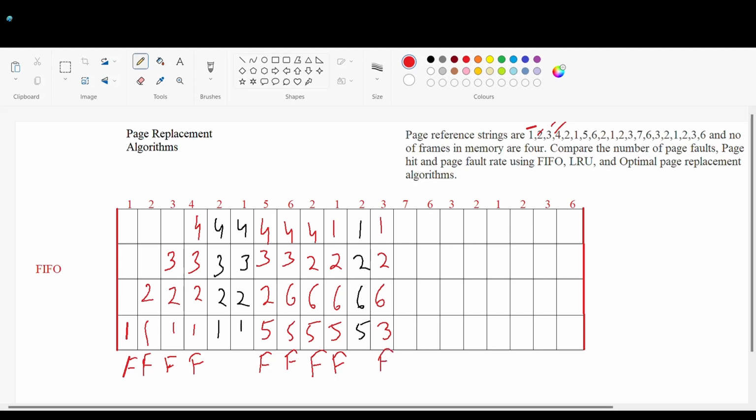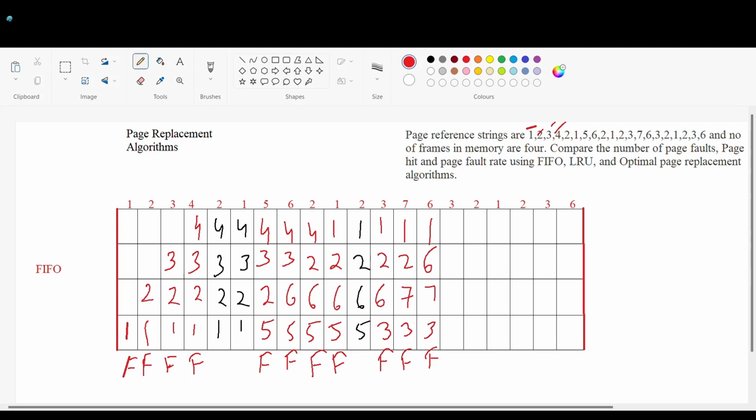7. Now which page should be replaced? 6 will be replaced by 7, right? So 7, 3, 2 and 1. This is also a page fault. Now 6. Which page should be replaced now? 2 will be replaced, right? So 6, 7, 3 and 1. This is also a page fault.